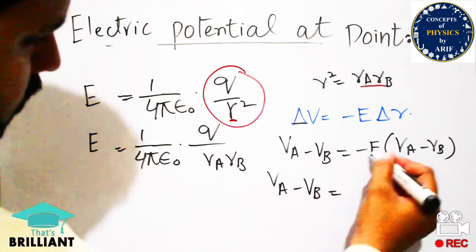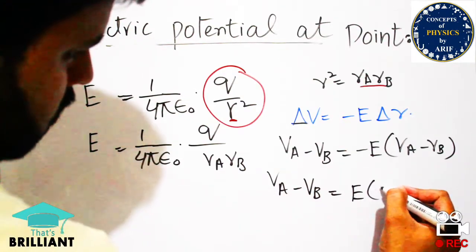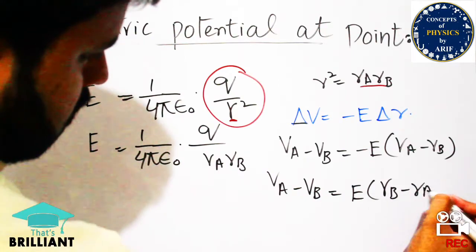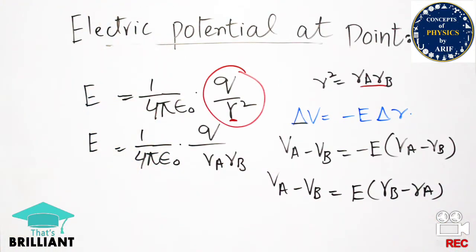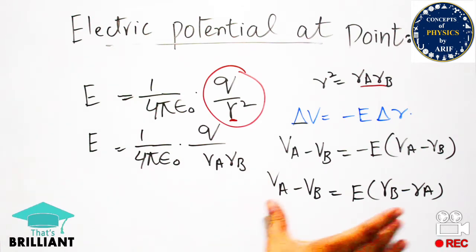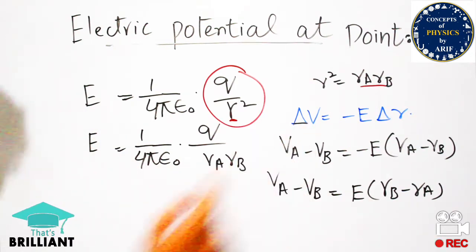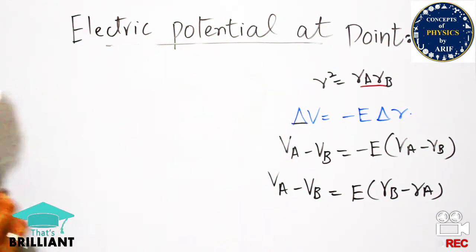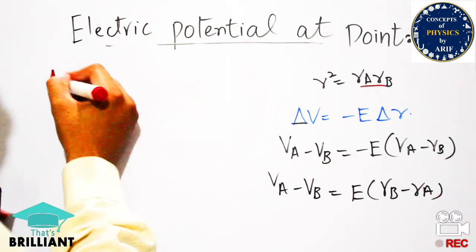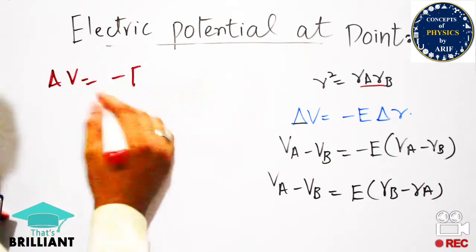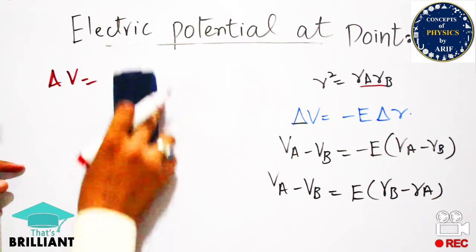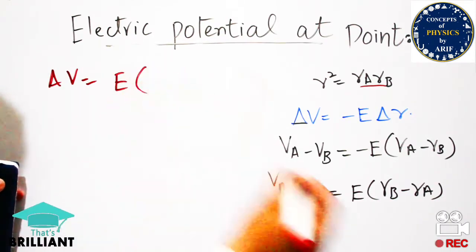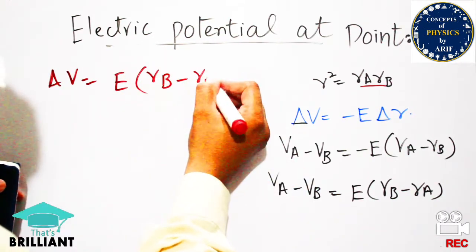it will be VA minus VB is equal to E into RB minus RA, because due to the minus, the terms will be replaced with each other, and the negative sign will also be replaced, and we will change the order also. Furthermore, the value of E can also be put in this expression, which will be VA minus VB, or delta V, is equal to minus E into delta R. So it will be E into RB minus RA.